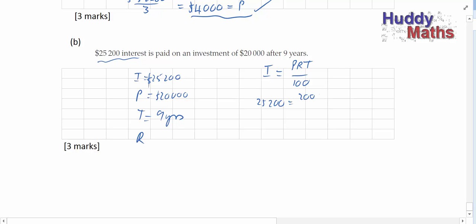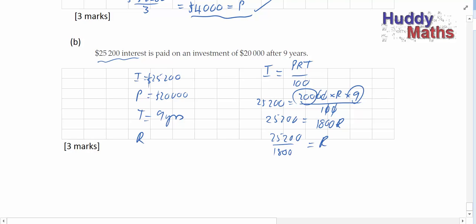25,200 equals 20,000 by a missing rate by 9 over 100. So if we cancel some stuff here, we've got 25,200 equals 1,800 R, sorry, 200 by 9, 1,800. So 25,200 divided by 1,800 equals R. And if you do that, I think the answer is exactly 14. So the rate is 14% per annum. Now, there'd be one for substituting the correct things in, one for rearrangement, and one for the answer, giving a total of 3 there. Remembering it's R that we don't know.